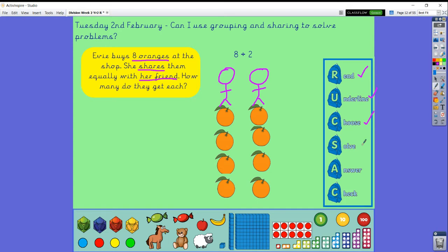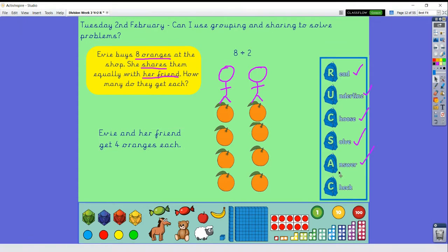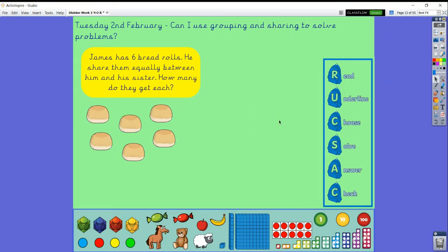So I've now solved the problem by giving each person the oranges. So I need to answer my question. So I'm going to write a little sentence saying, Evie and her friend get 4 oranges each. Ooh, my full stop light's giving it. Putting 2 full stops on. So there we go, and I have solved and answered that question. So now it's your turn. Press pause and have a go at this question. I'll go through it afterwards.